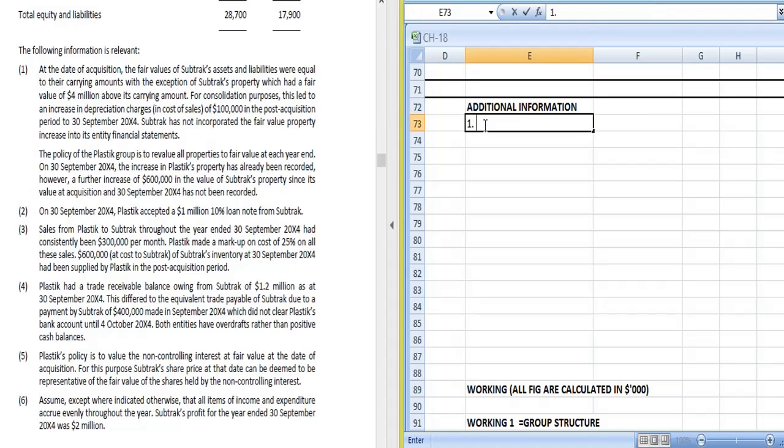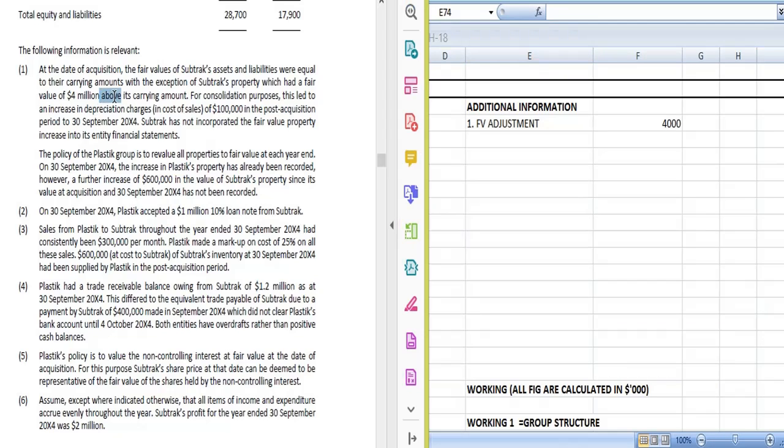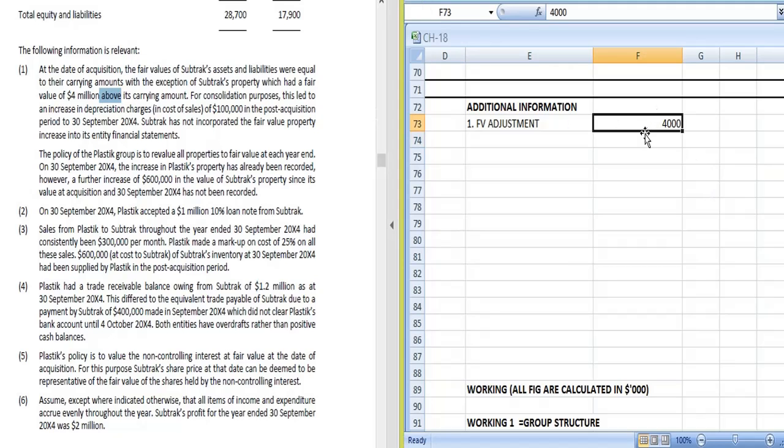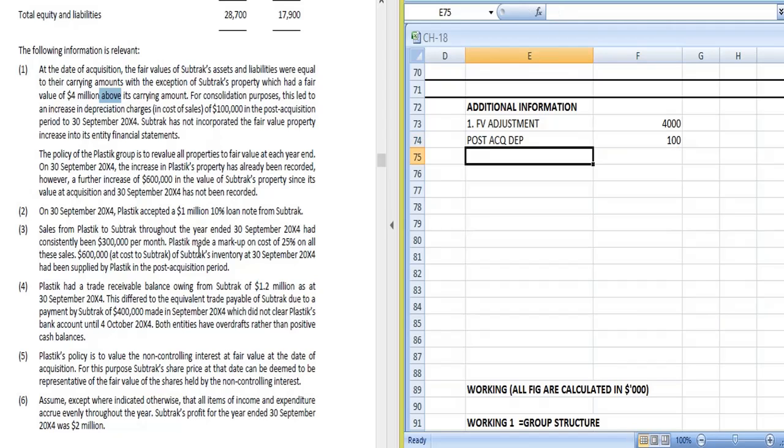The amount is 4 million, which means 4,000. Here, be careful whether question is saying the above or below. Here the question is saying above. It means we will add this amount while in the working 2 in the net asset of subsidiary as well. We will add this amount while preparing the consolidated financial position in PPE. Right? So we will calculate post acquisition depreciation. But here in this question, it has already been calculated and shown, which is 100. We have already taken the 30 common. Okay.